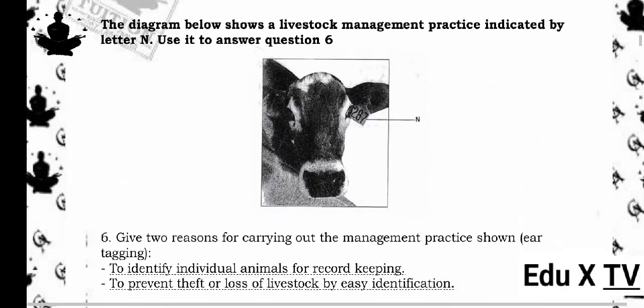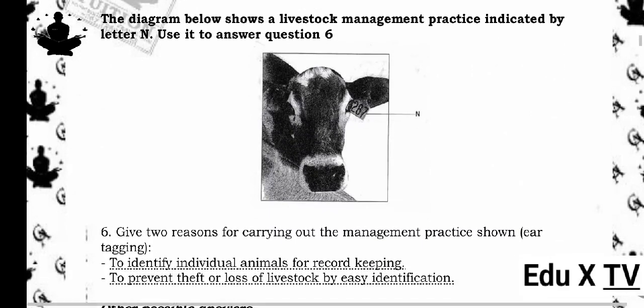The diagram below shows a livestock management practice indicated by letter N. Use it to answer question 6. 6. Give 2 reasons for carrying out the management practice shown, ear tagging. To identify individual animals for record keeping. To prevent theft or loss of livestock by easy identification.